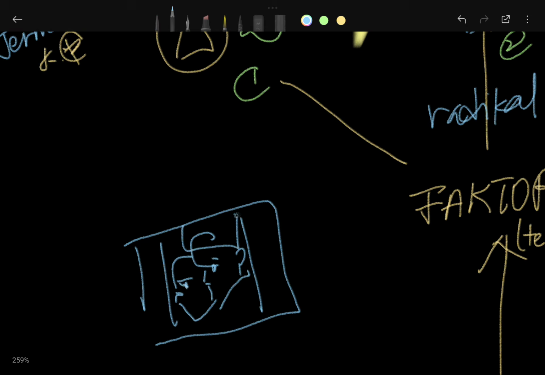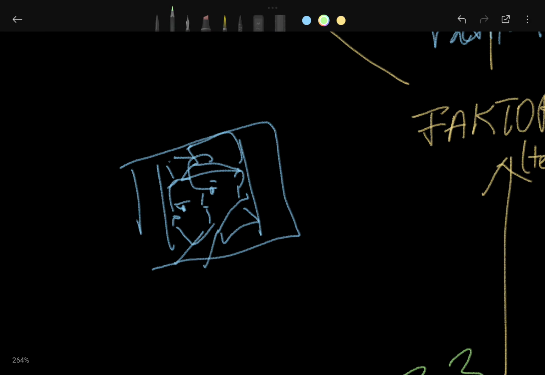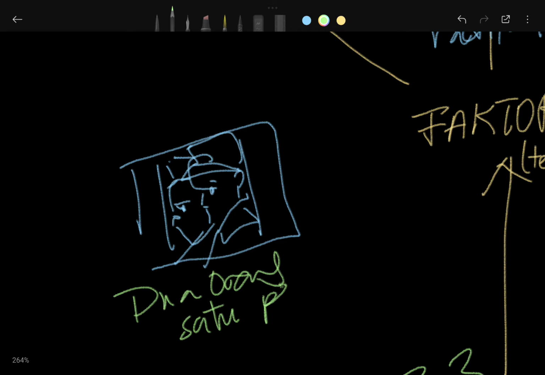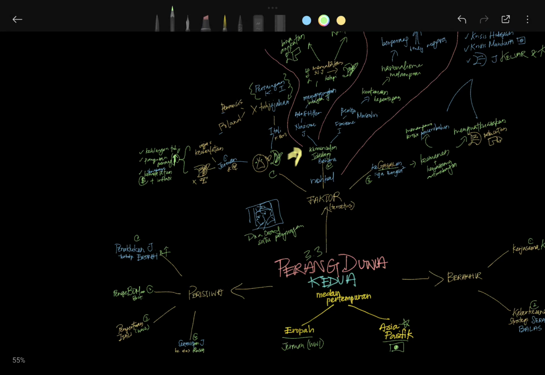There you go, here's a hat. Oh wait, they're both wearing hats. Okay. You did not ask for me to draw this, but I will because I can. They're wearing suits. Ta-da! Okay, they might ask you this. So the slogan at the bottom is dua orang, satu perjuangan. Two men, one mission. Two men, one journey. Sorry, that's not funny. So there is your faktor tercetusnya.